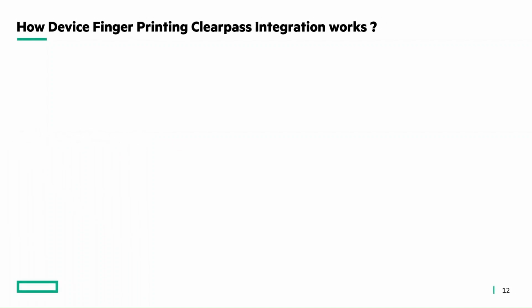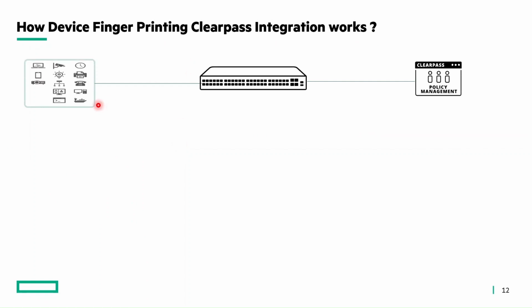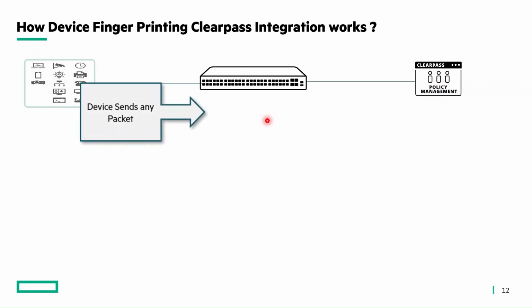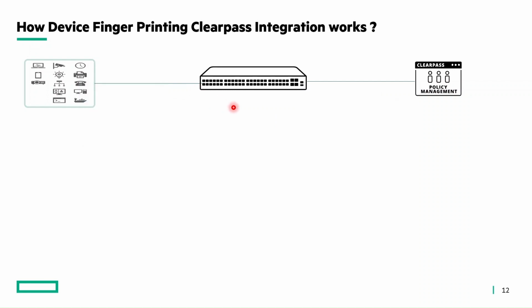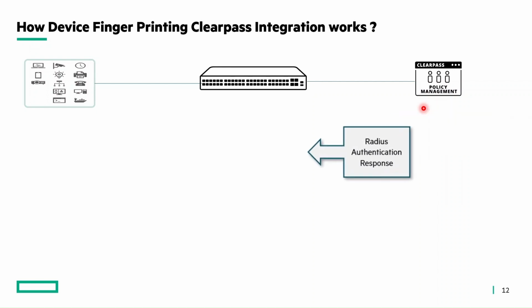So let's hear about the DFP workflow with the following entities. So we'll have a client connected to the port access security enabled port in the access switch, and the access switch over the uplink is connected to ClearPass. First, the end device once connected will send any packet to onboard. Since security is enabled on that port, the access switch will send a RADIUS request. But ClearPass does not have any details about the end device, so the RADIUS response will be to place the client in a quarantine role.